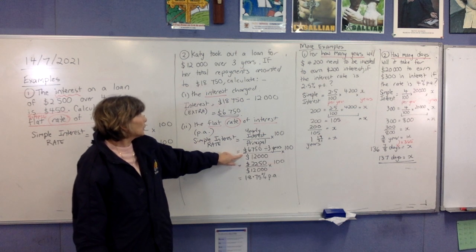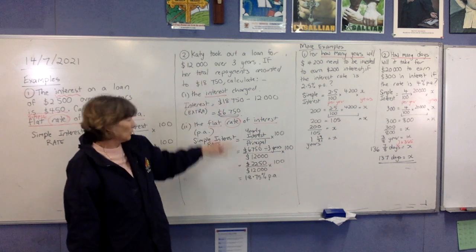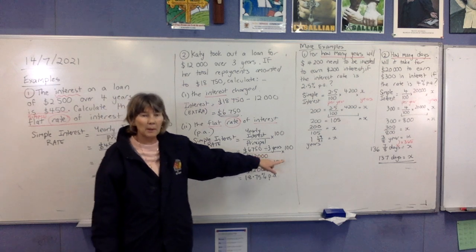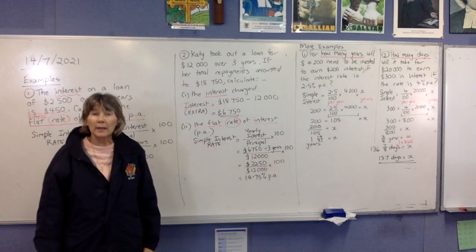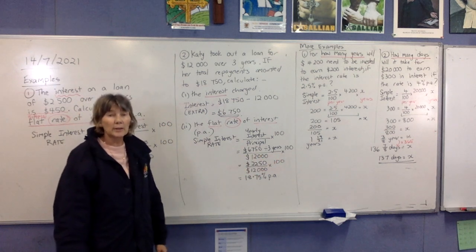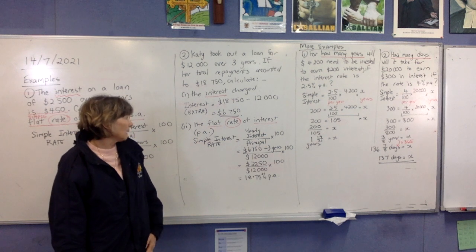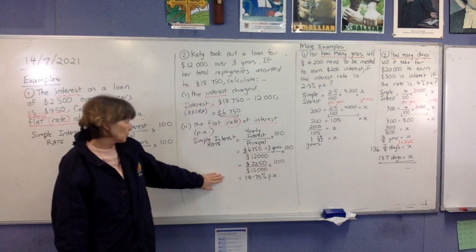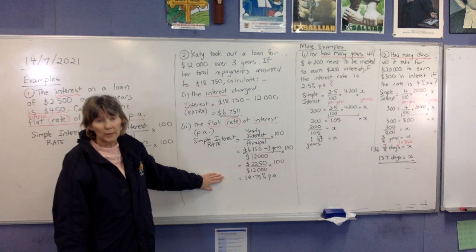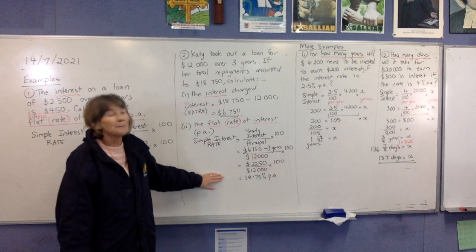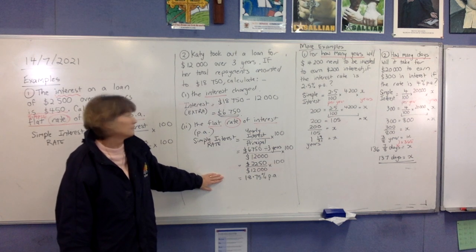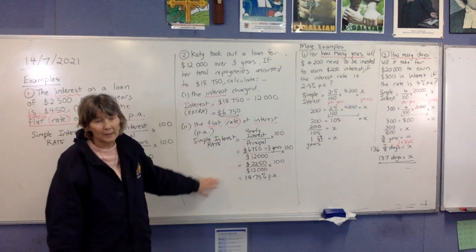On the bottom is your loan amount, which they told you was $12,000, times by 100, and that's the answer you're going to get. It's a big interest rate. It's a lot of money to be paying back, but that's the sorts of interest rates that you're going to have on these sorts of loans. 18.75% per annum. Look how much extra they paid.